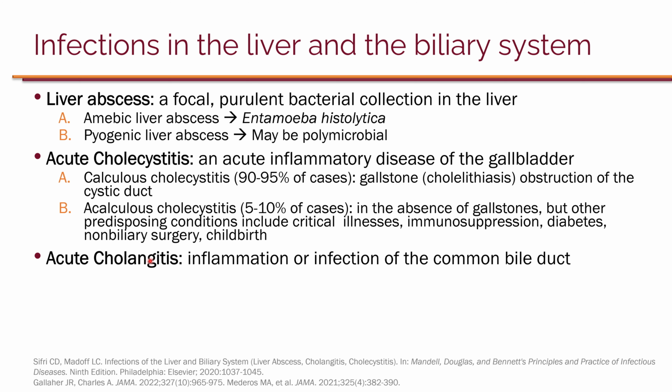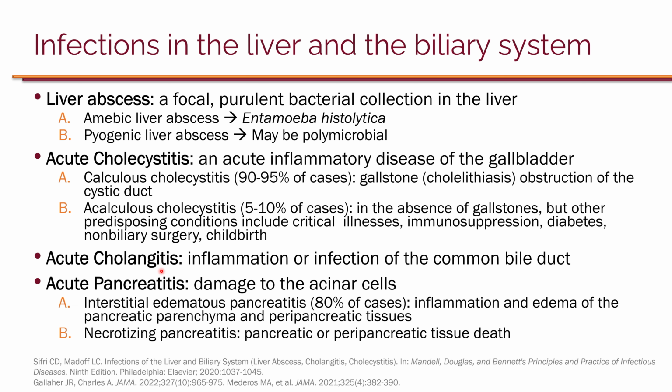Then we have acute cholangitis, and this is essentially inflammation or infection of the common bile duct. And then lastly, we have acute pancreatitis, which is damage to the acinar cells in the pancreas, and we can think of it as interstitial edematous pancreatitis, which is about 80% of cases. And we can think of necrotizing pancreatitis, which is smaller, the remaining 20% of cases.